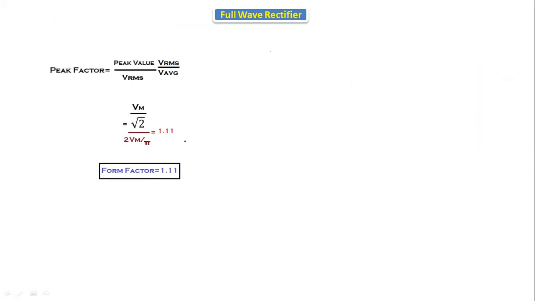Here we'll see the form factor value. Form factor is VRMS by V average value. The VRMS value of the full wave rectifier is Vm by root 2 and the average value is 2 Vm by pi. We will get 1.11. So the form factor of the center tapped full wave rectifier is 1.11.